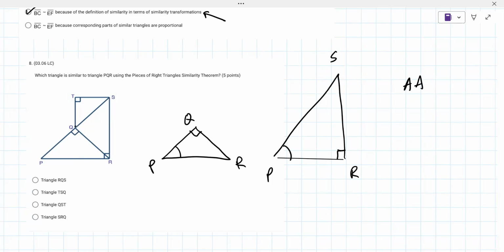PQR, PRS. So RQS, we know that that is a right triangle. They don't share anything else. They share a side.